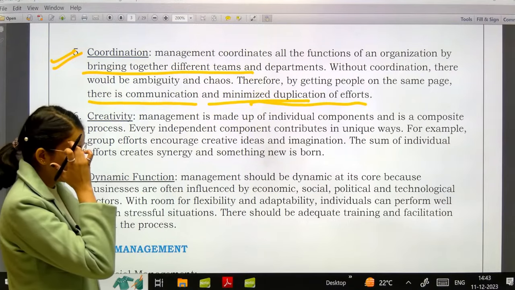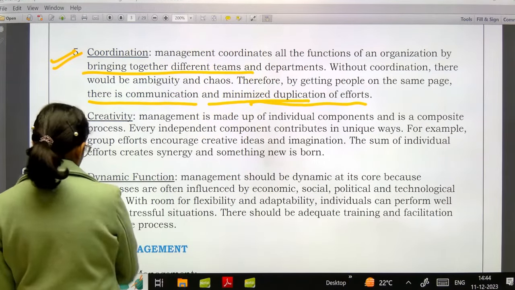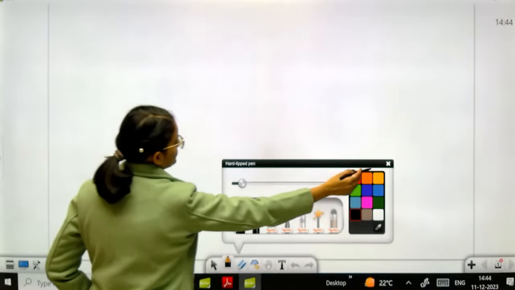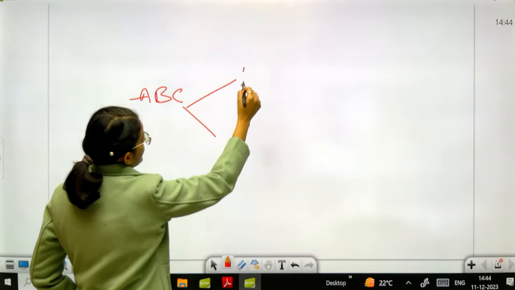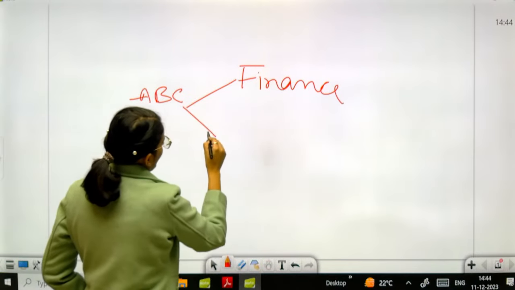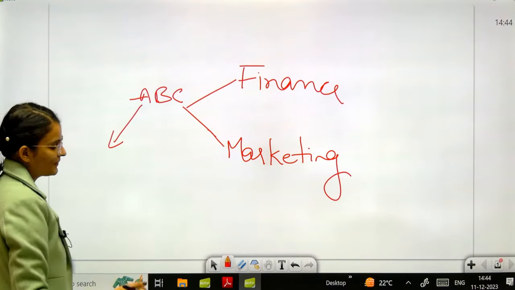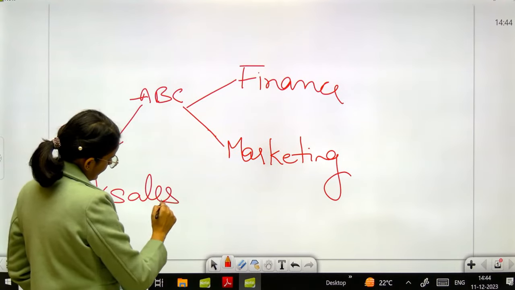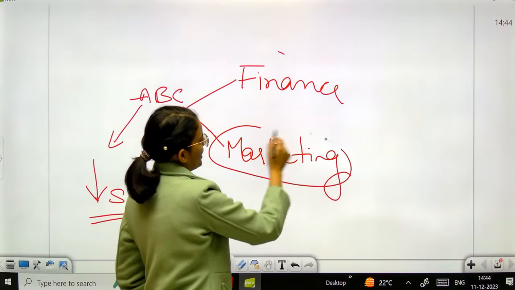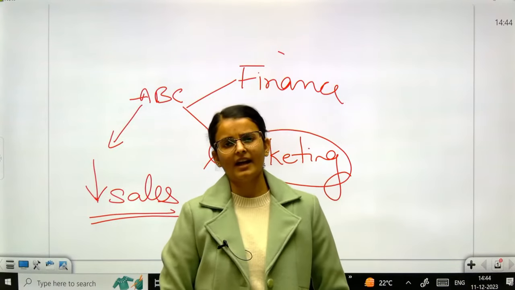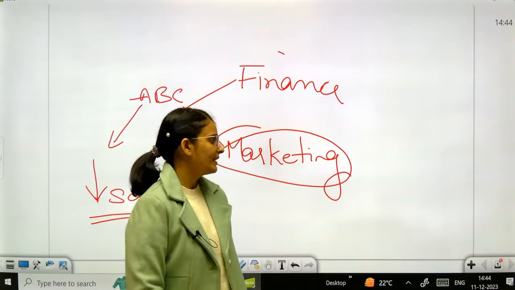So in coordination, the manager will try to coordinate between different departments. Suppose, let's take an example. There is an organization ABC in which there are two departments. One is finance and the other is marketing. The top head of ABC has observed that there is a reduction in sales and sales are going down. So he asked the employees of the organization, especially of the marketing department, to please come out with strategies or marketing ideas that will increase the sales of the organization. So the marketing department tried its best and came up with a few solutions.